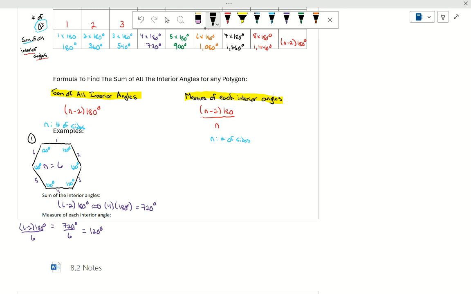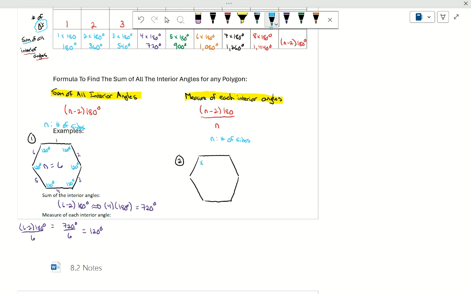Let's do another example, example number 2. In this example, what we're going to do is write an equation, and then we are going to find the value of x in the problem. I'm going to do a hexagon again, just because we just did it. But this problem is a little bit different in that we're going to find the value of x.